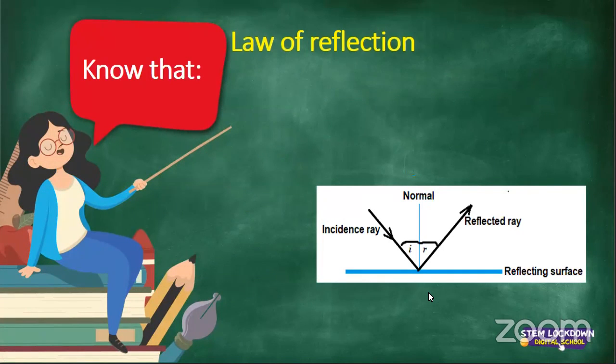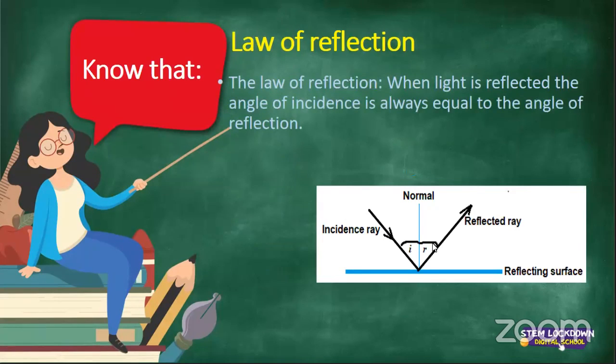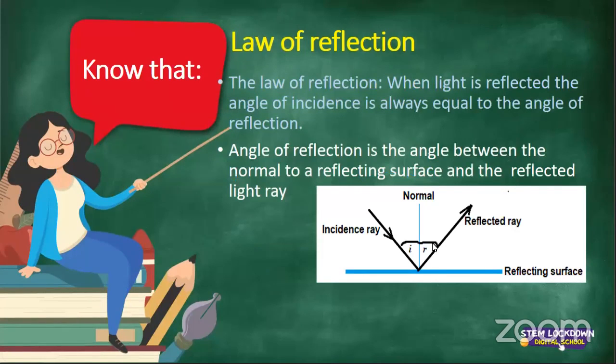Right, let's look at the law of reflection. The law of reflection is that the angle of incidence is equal to the angle of reflection. When light is reflected, the angle of incidence is always equal to the angle of reflection. Right, so now the angle of reflection is the angle between the normal and the reflecting surface that reflected the ray.